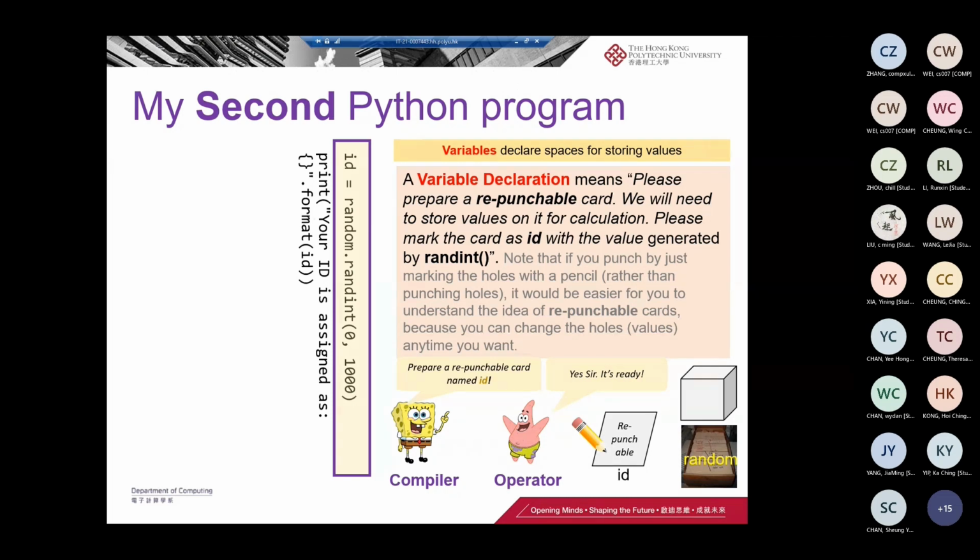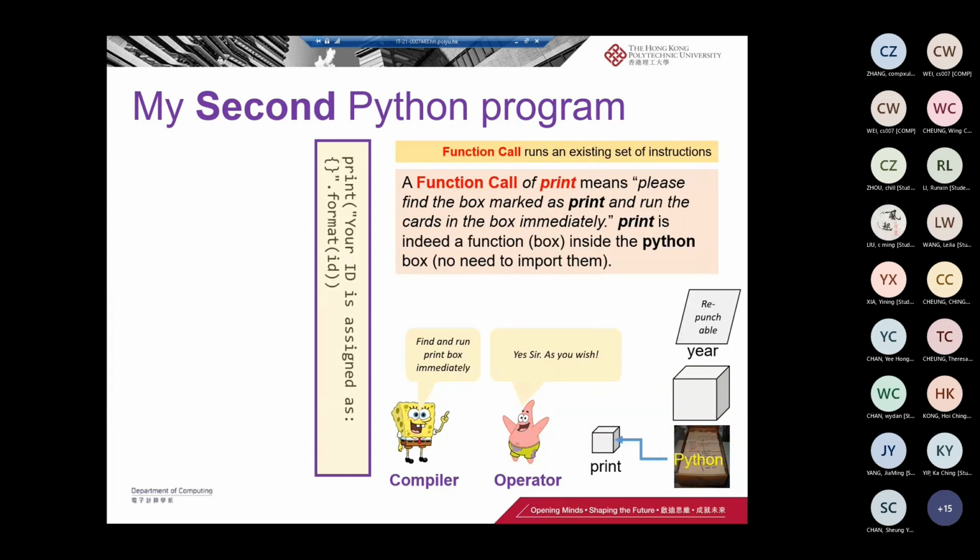So in case you're using the pencil to mark the holes, you can remove it later, because you don't physically punch the holes through. In that case, you can change it to any kind of holes in the future. So it's a repunchable card called a variable. And once you have that card, you have a random number on that card, which can be used in the future. So that's the reason when we're calling the print.